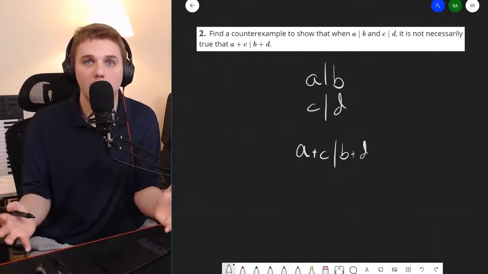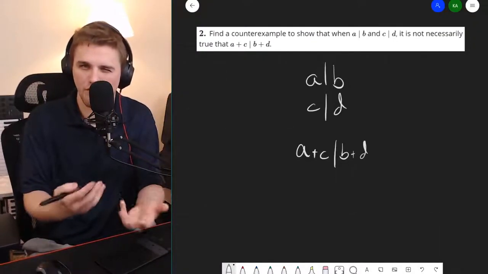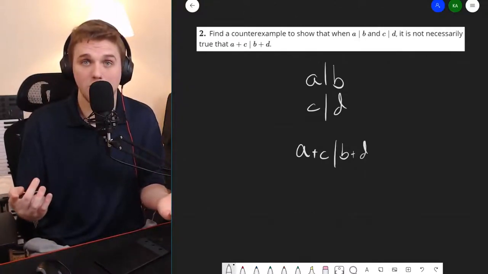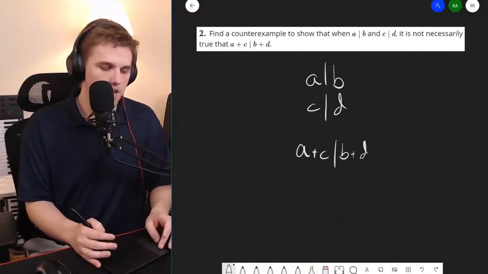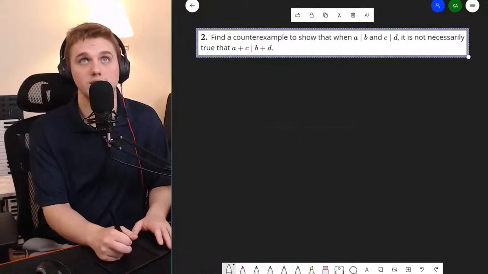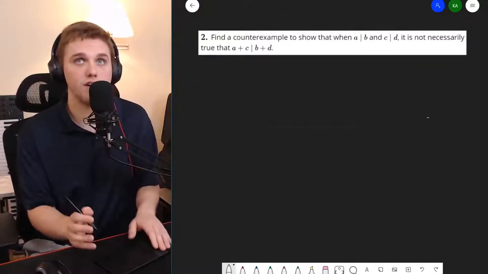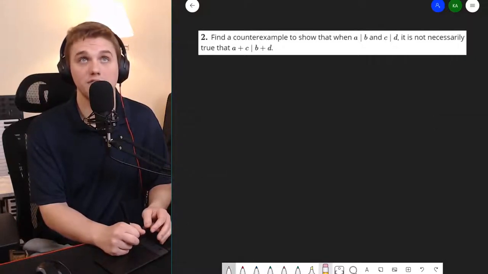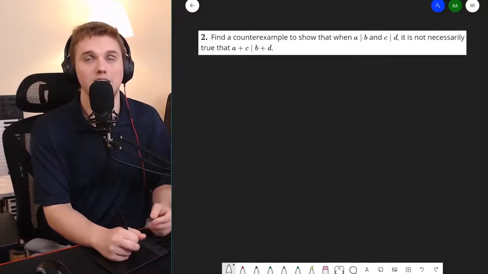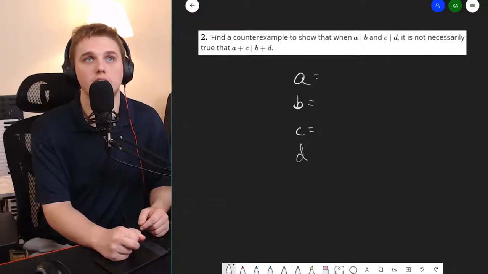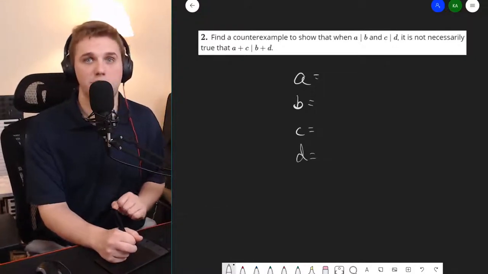With a lot of other binary operations, this sort of property holds, but it apparently doesn't hold with the divides operation. So to see why that is, let's just pick some numbers for A, B, C, and D. Keep in mind, though, we have to satisfy the premise here, which means that A needs to divide B and C needs to divide D. So let's pick some values for A, B, C, and D that satisfies the premise here.